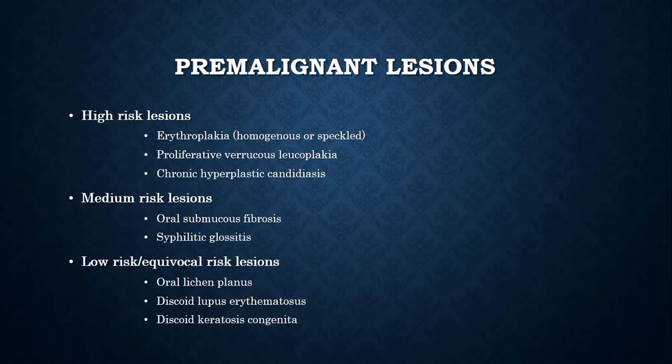Premalignant lesions can be classified into high risk, medium risk and low risk. In high risk there are erythroplakia, proliferative verrucous leukoplakia, and chronic hyperplastic candidiasis. In the medium risk group there are oral submucous fibrosis and syphilitic glossitis. While in low risk there are oral lichen planus, discoid lupus erythematosus and dyskeratosis congenita.